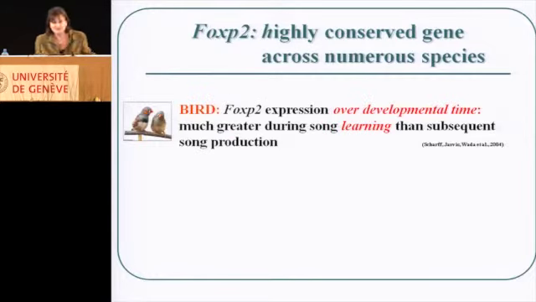So in the bird, people looked at birdsong. That was already closer to human language, but you'll see how I'm going to argue that you don't even need to do that in animal models. What they found was that FOXP2 expression in the bird was much greater while the chick was learning its song, and then reduced greatly once the bird could produce its song. In other words, FOXP2 expression differed over developmental time.